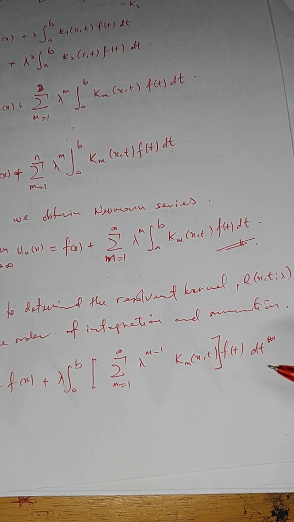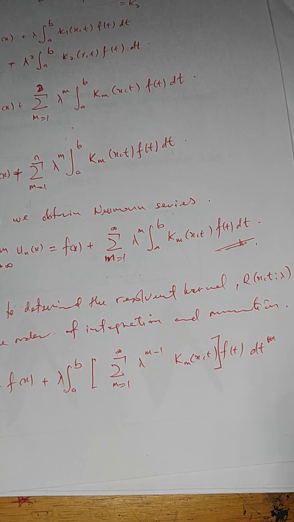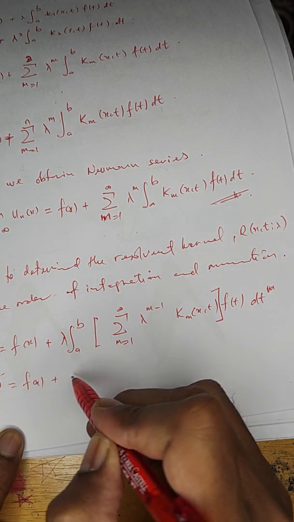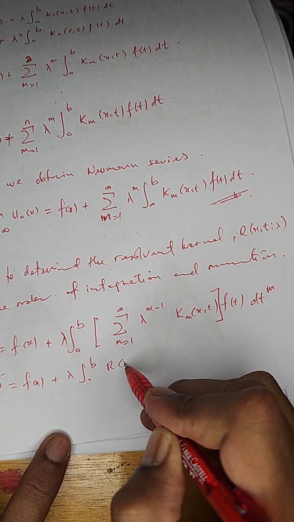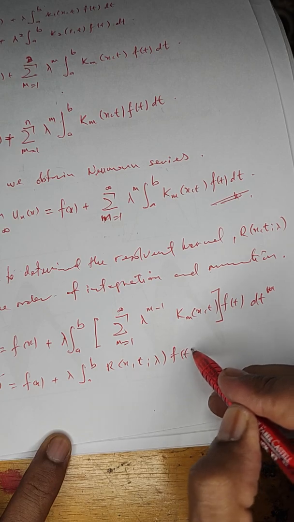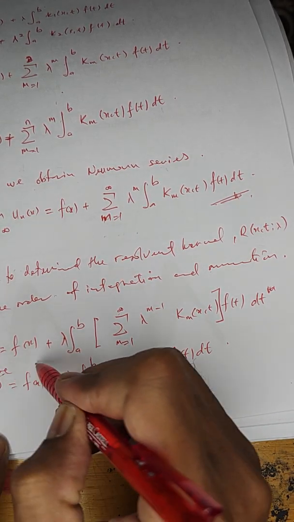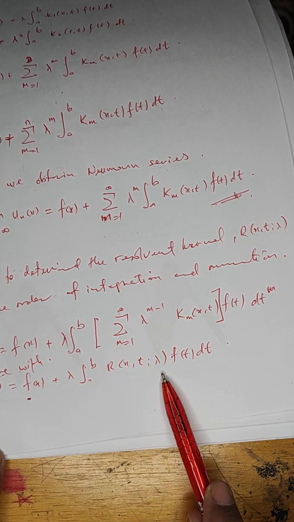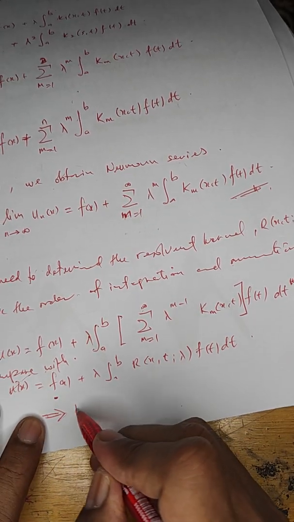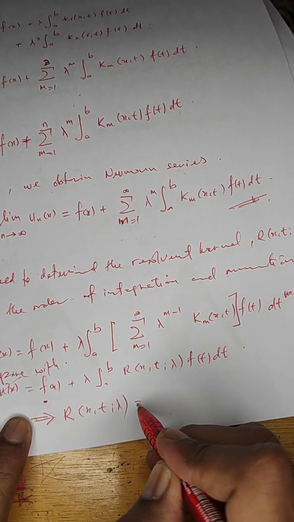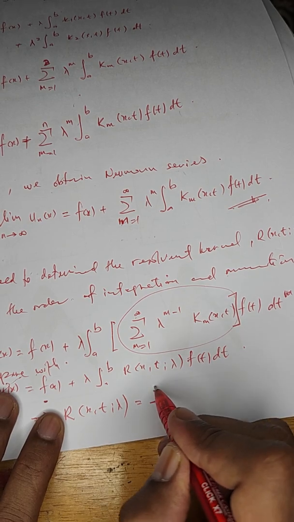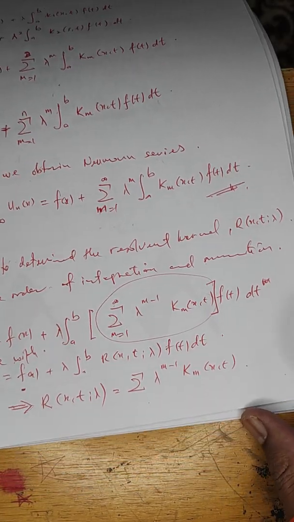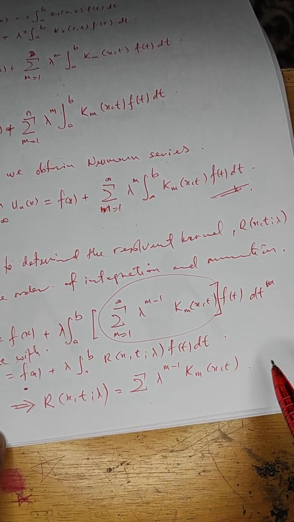Then we compare with the general solution that involves the resolvent kernel, which is u(x) equals f(x) plus lambda times the integral from a to b of R(x,t;lambda) f(t) dt. The purpose is to determine R, the reciprocal or resolvent kernel. So R(x,t;lambda) equals the summation of lambda^(m-1) K_m(x,t). That is the resolvent kernel for the Neumann series.